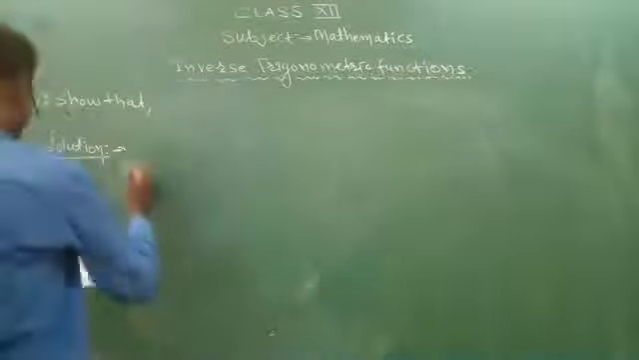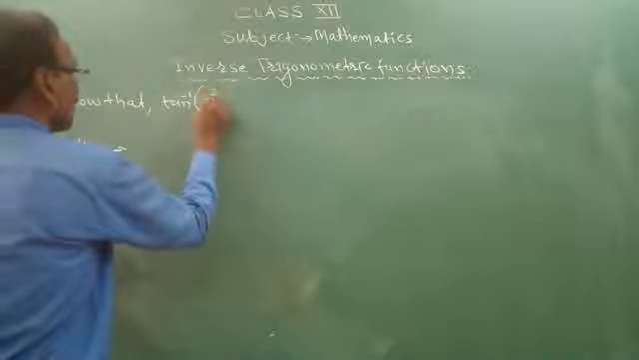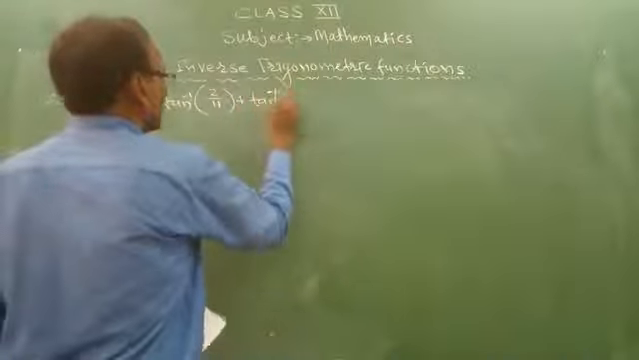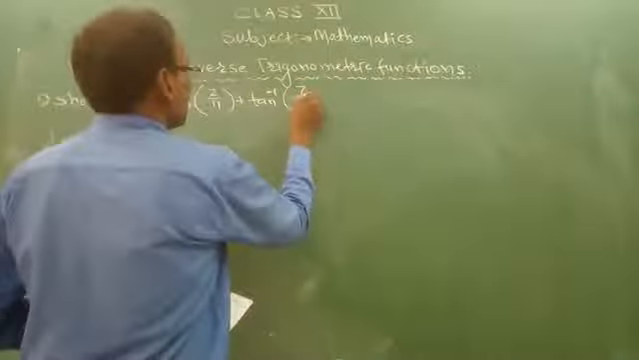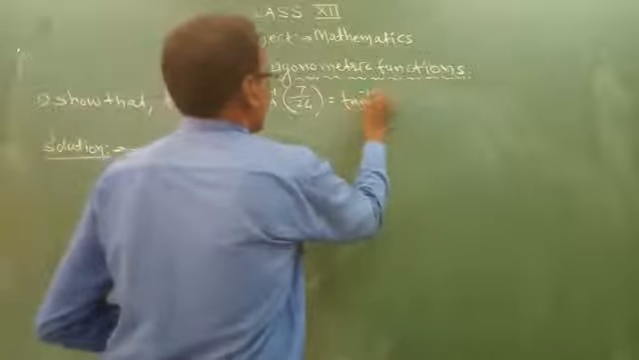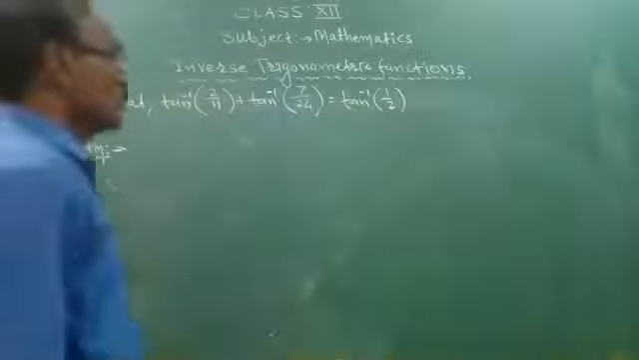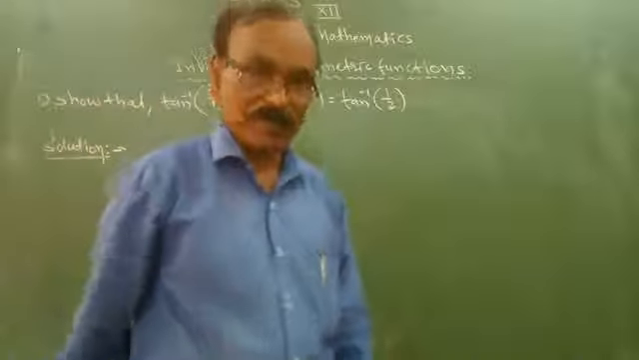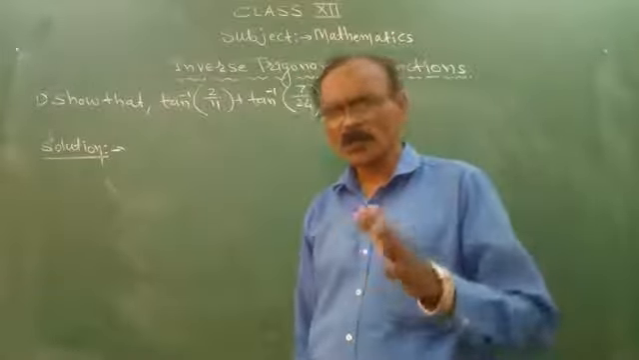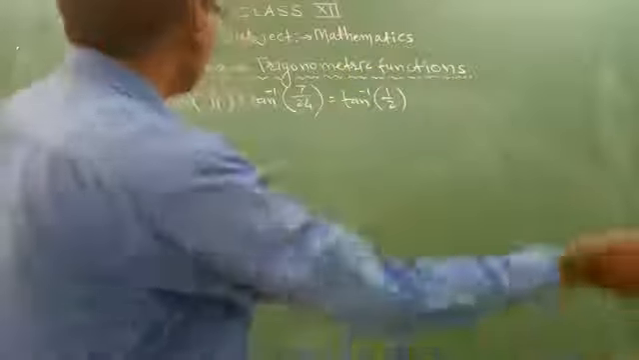Show that tan inverse 2 by 11 plus tan inverse 7 by 24 equals tan inverse half. So we can use here the formula tan inverse x plus tan inverse y equals tan inverse of x plus y upon 1 minus x into y, where x into y is less than 1. So I can use that formula here.